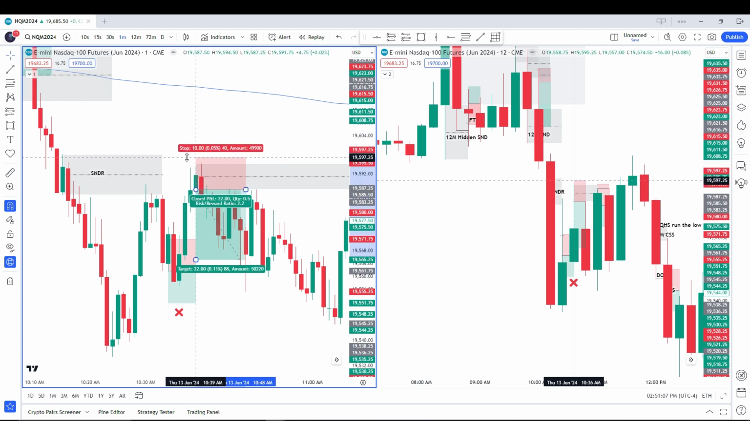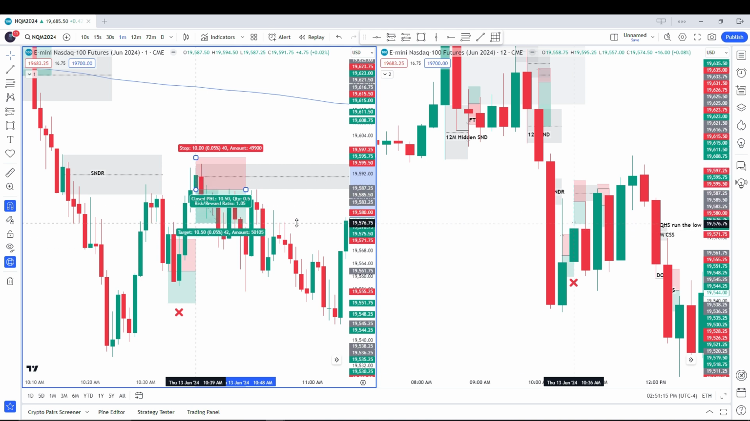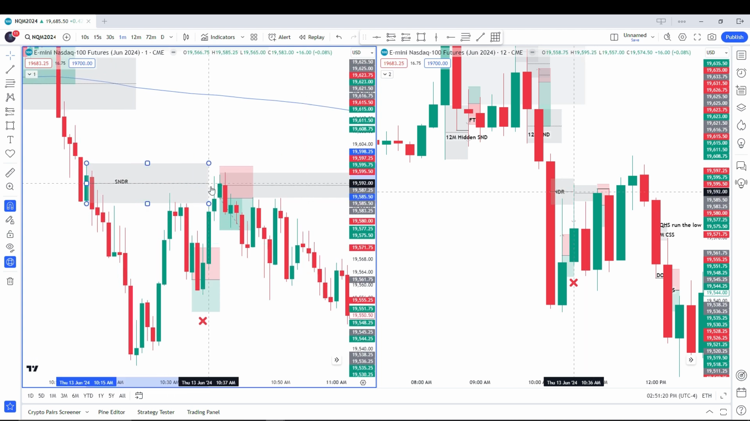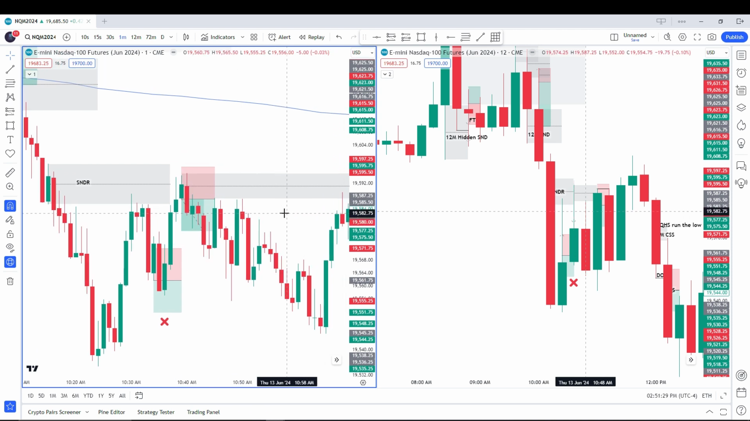This was not taken, but this was kind of what we were looking for, this one right here. Just get 10 points right there. So same thing here, tapped into that SNDR again. 1-minute CSS coming down, would have tapped in over there, and this would have been an instant 10 points within about 2-3 minutes.